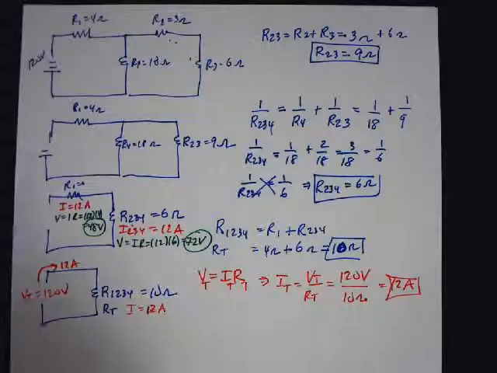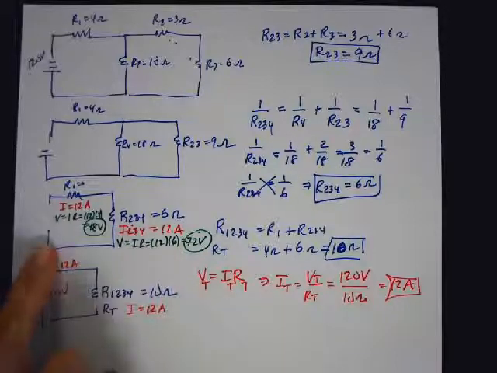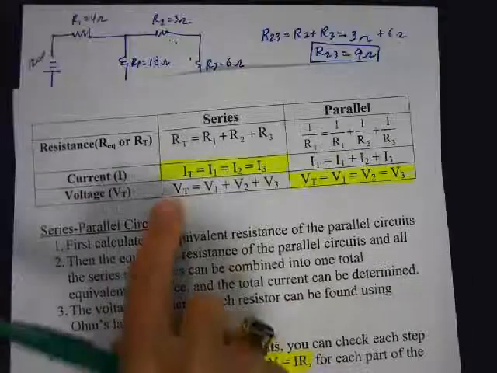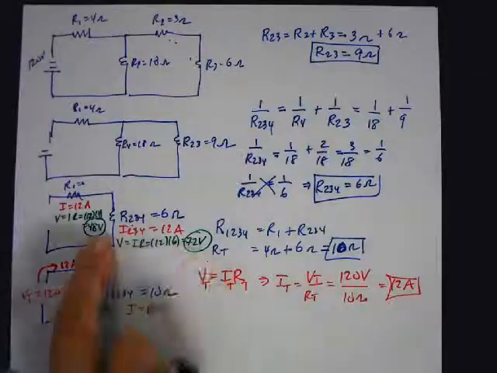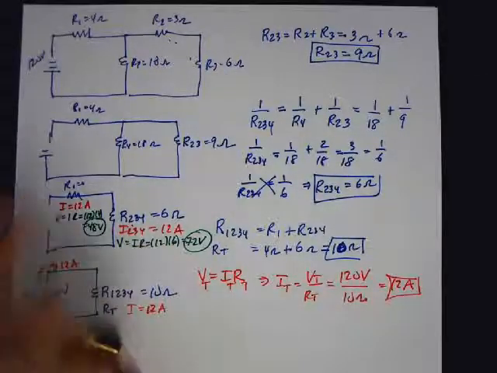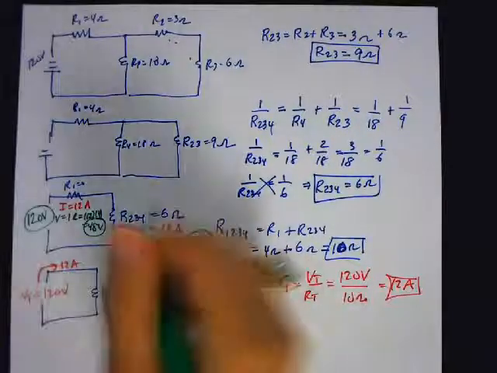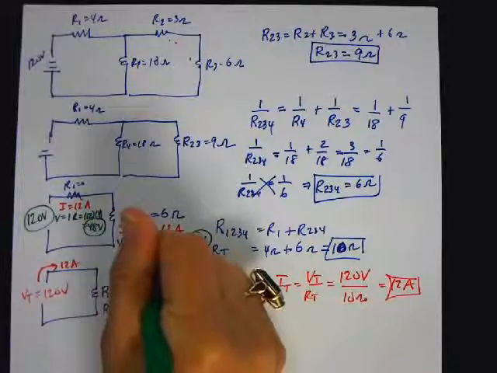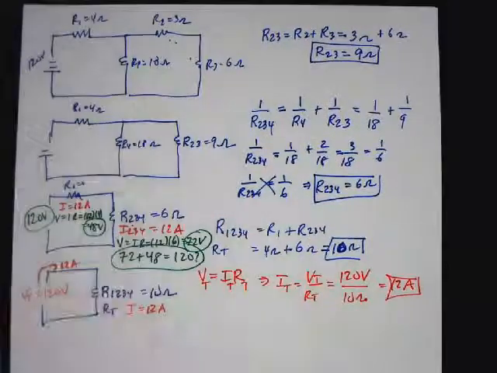So what do I mean? These are in series. In series, the voltages add up to the source. Remember, in series, the voltages add up. So this plus this must add up to the battery. We know the battery is 120 volts. Is 72 plus 48 equal to 120? Yes. So now I know I have not made a mistake.